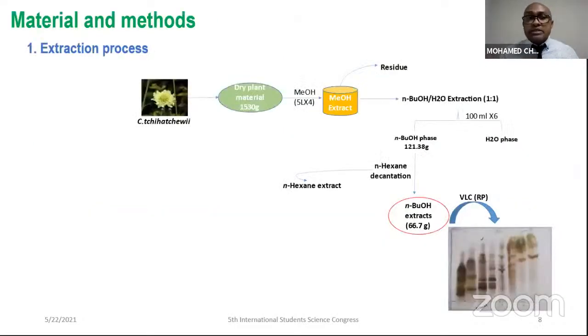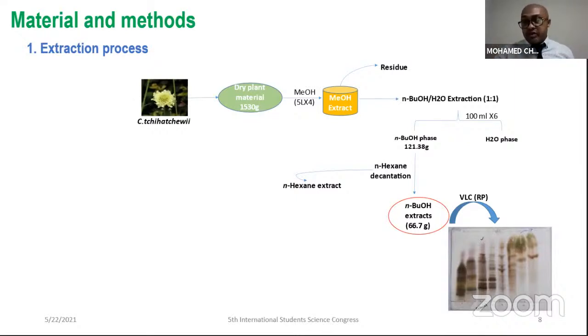Coming to the materials, for the extraction process we took the Cephalaria chachewi and dried it with methanol. After that, we took the butanol extract and did a separation between butanol and water extracts, because some components dissolve in butanol, and that's what we wanted, as saponin compounds are mostly soluble in butanol and other water extracts.